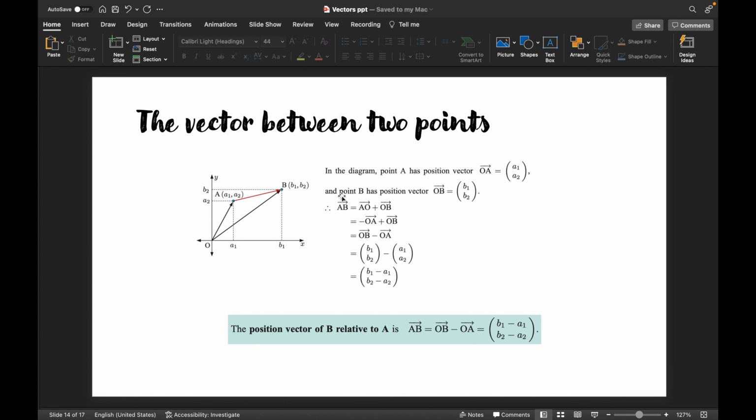A small trick you can use is this. If you have vector AB, you can write OB minus OA. So you can write the position vector of the second letter, subtract the position vector of the first letter. And that's how you derive this. So that's the quick method, but you can also use the tracing method. Either way, you're going to get the same answer.